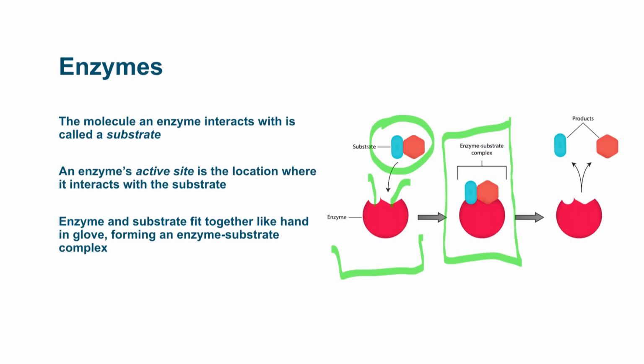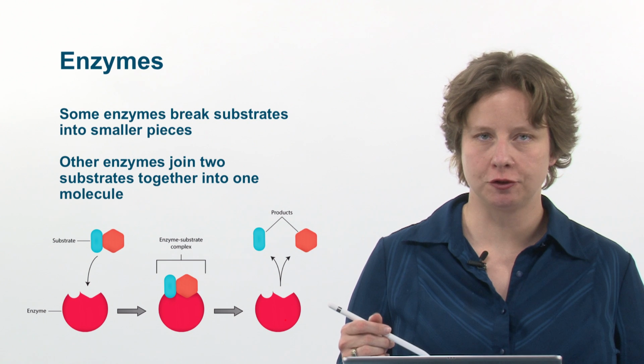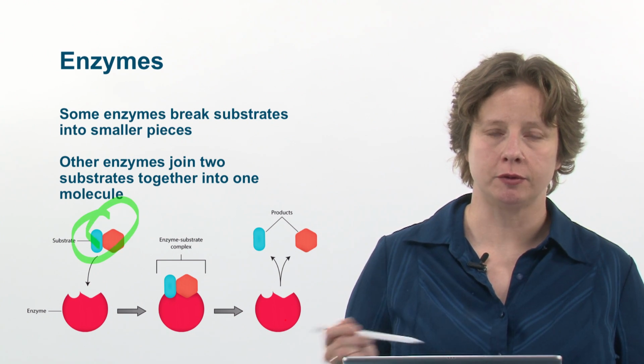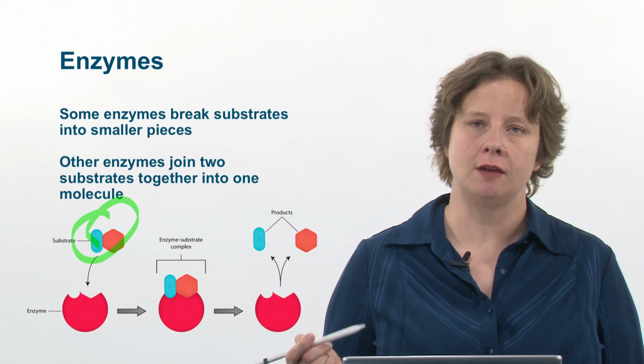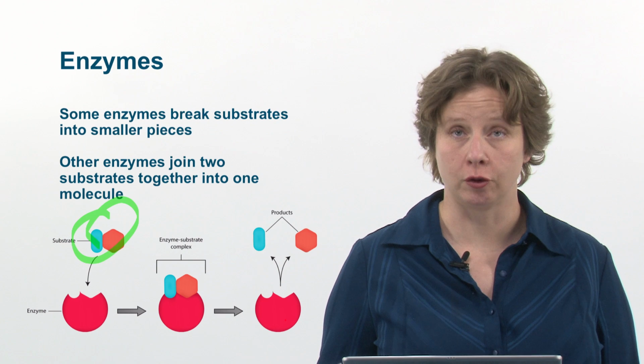And when the enzyme's finished doing whatever it is that it does, it releases products. And in this case, the substrate started out as being two things joined together, and the enzyme split them apart, as you can see here. Now some enzymes break substrates apart into smaller pieces, such as this one that we were talking about a minute ago. Other enzymes actually put molecules together to form one or more other molecules.